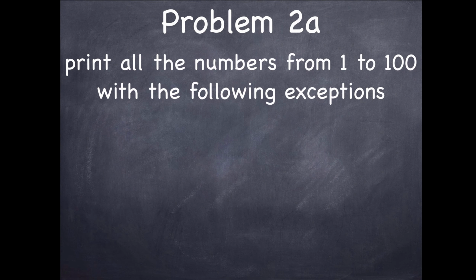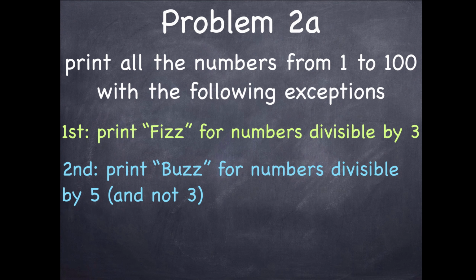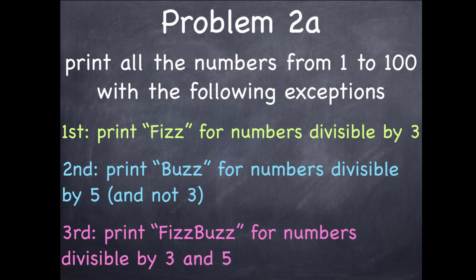Okay, so I've parsed the problem and broken it up into a few parts. The first part's saying, hey, print all the numbers from 1 to 100 with the following exceptions. Right away, I'm thinking for loop. The first exception says, print the word fizz for numbers divisible by 3. The second says, print buzz for numbers divisible by 5 and not 3. The third says, print fizzbuzz for numbers divisible by 3 and 5. Okay, so this looks like a lot of work here.